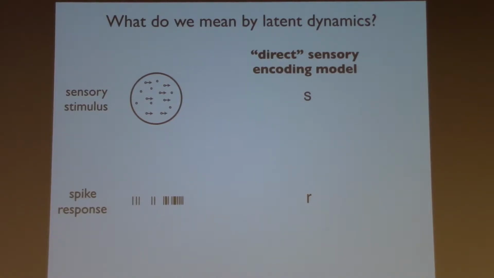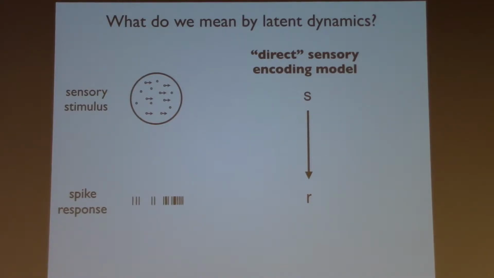So what do we mean when we say latent dynamics? That's a jargony term that people throw around, and I often have the sense that people don't actually know what that means. It feels fun to say, but what does it mean to say latent dynamics? I think one way to think about it is to contrast it with a direct sensory encoding model where we explicitly regress the spiking activity against some sensory stimulus variable. So you can think of that as a model that's defined in the following way.